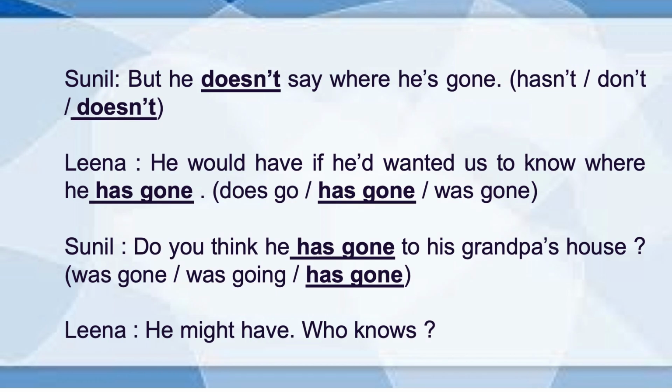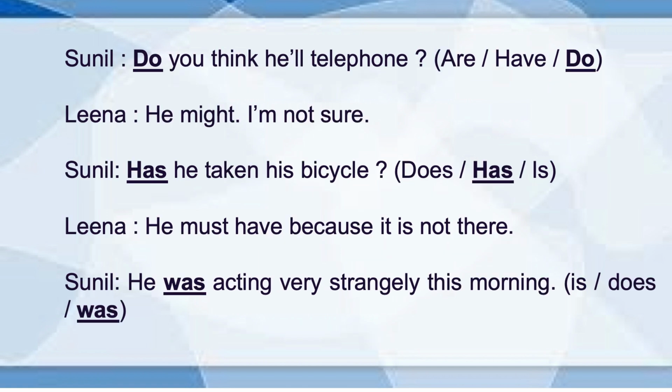Now, again what does Sunil say? Do you think he dashed to his grandpa's house? What are the options given? Was gone, was going, has gone. Do you think he has gone to his grandpa's house? What does Leena say again? He might have, who knows? Now Sunil, dash do you think he'll telephone? Are, have and do are the options. So, what will be the answer? Do you think he will telephone? Do you think he'll telephone?